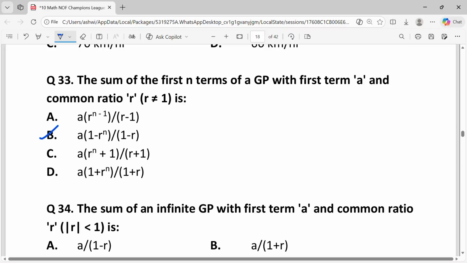The formula for the sum of the first n terms of a geometric progression with first term A and common ratio R is given by Sn = A(1 - R^n) / (1 - R). An equivalent form is Sn = A(R^n - 1) / (R - 1), which is option A, but with the n minus 1 exponent incorrect. So the answer is B.